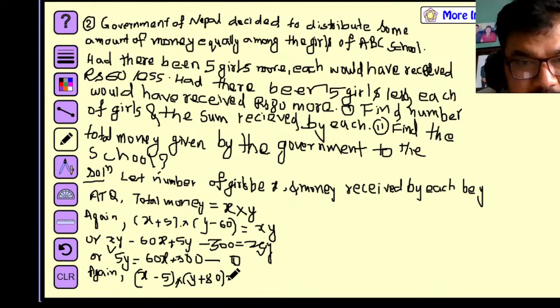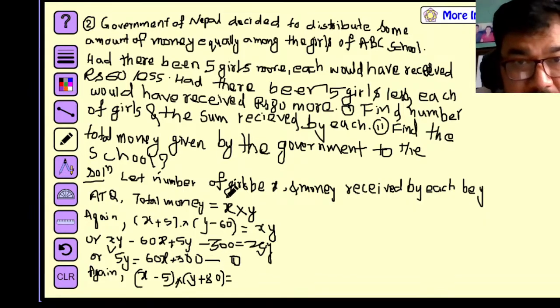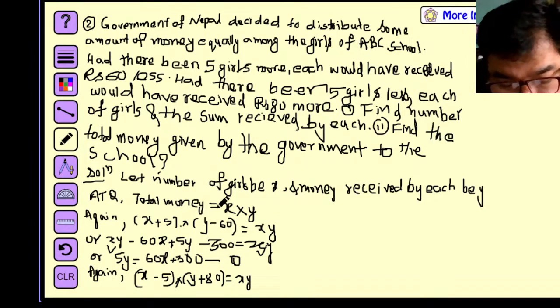And the total money we have already found here, x into y. That will not be changed. Total money is same, xy. Okay, then let's solve them.